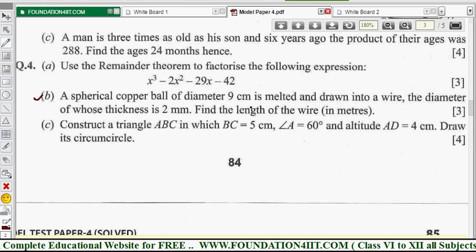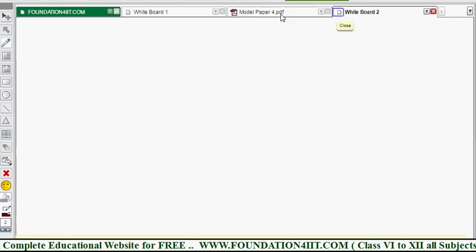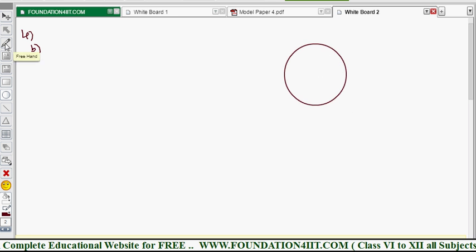Diameter is 9 centimeters, which means radius is 9 by 2 centimeters. So first let us find the volume of this copper ball. This is a spherical ball. This one is melted and recast into the length of some wire. For this, the radius is given, so you can take some spherical shape.